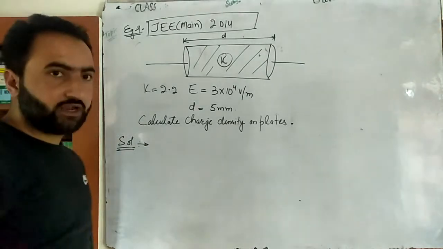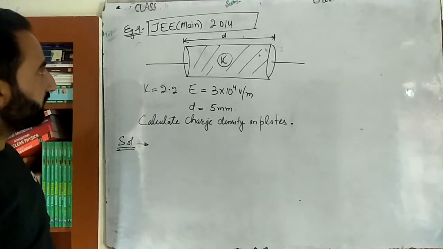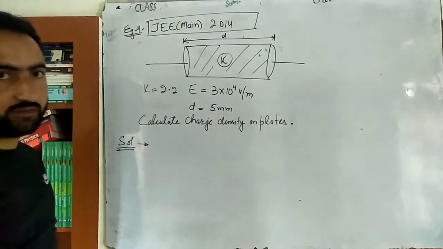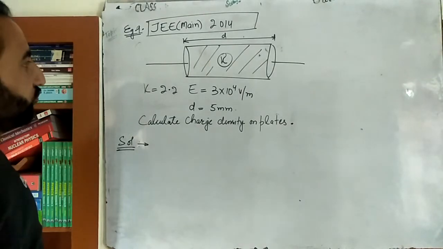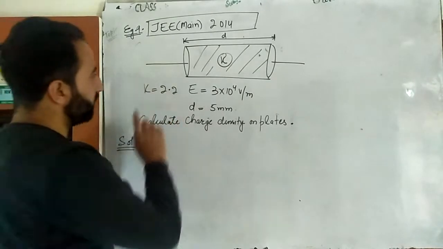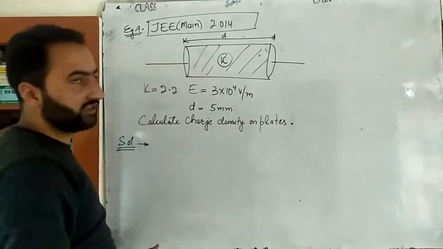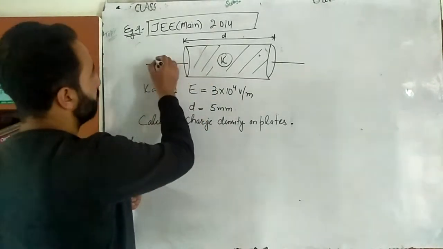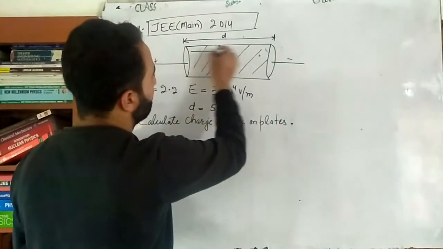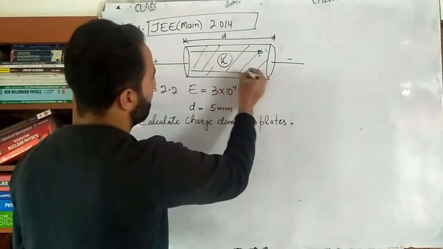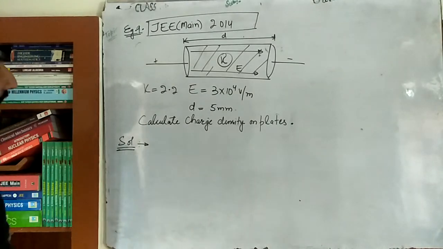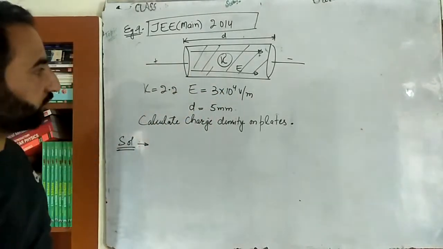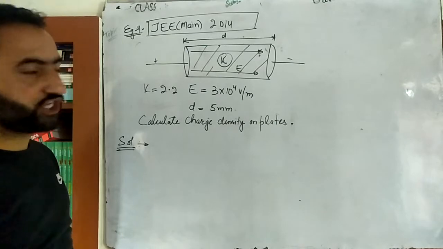Okay, example number 9. It is asked in JEE Main 2014. The question is like this: this is a parallel plate capacitor. This time the parallel plate capacitor is with circular plates. Now the dielectric constant is mentioned, it is 2.2. Electric field is given. There is an electric field between the plates. Suppose this is positive and this is negative, so the electric field will be in this direction. The electric field is given, that is equal to 3 × 10⁴ volt per meter. The separation between the plates is mentioned, that is equal to 5 millimeters. And the question is: calculate the charge density of the plates.